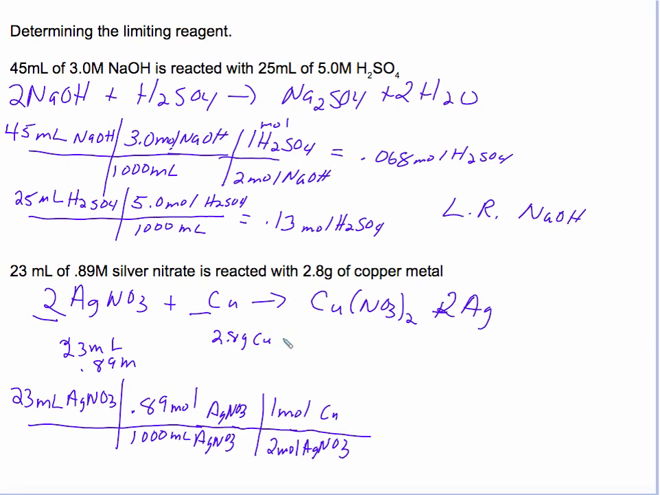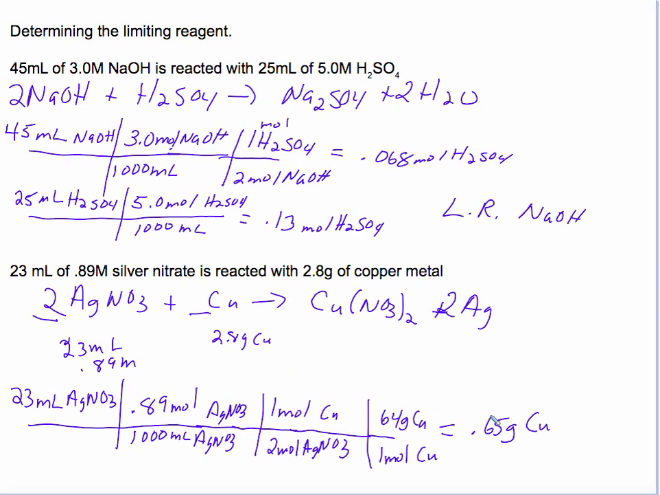Now, I could take this grams and change it to moles, or I could just keep going here and use the molar mass of copper. 1 mole of copper equals about 64 grams of copper. If I do this math, that's going to tell me how many grams of copper would react with all the silver nitrate. When I do the math, I get that the answer is 0.65 grams of copper.